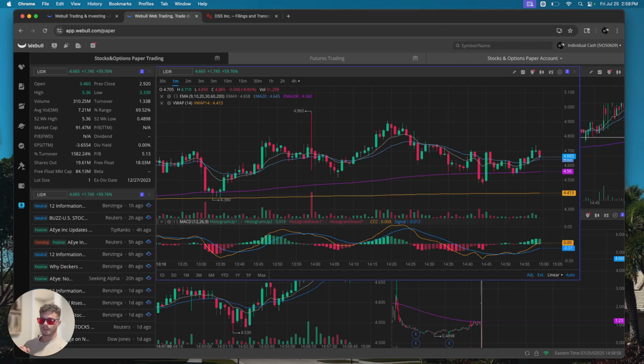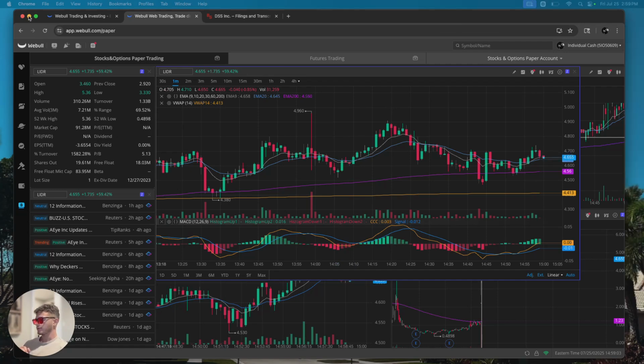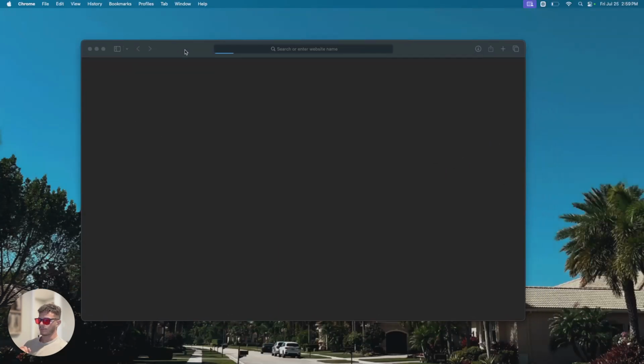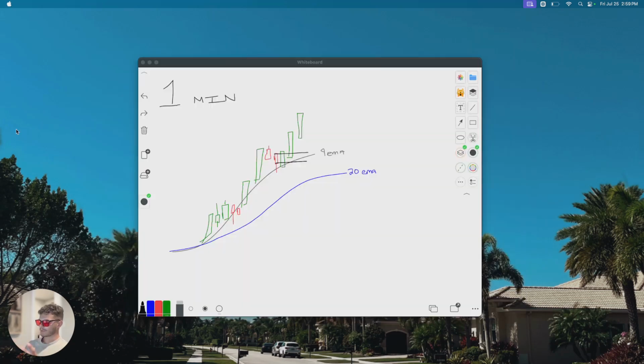Now, I did make a little simple artwork here. It's very high level artwork. Don't be intimidated by my drawing skills. So, assuming that this is the 1 minute chart, we get a stock that is squeezing up. I use the 9 and the 20 EMAs on my 1 minute time frame. We get some big candles up, we get a pullback.